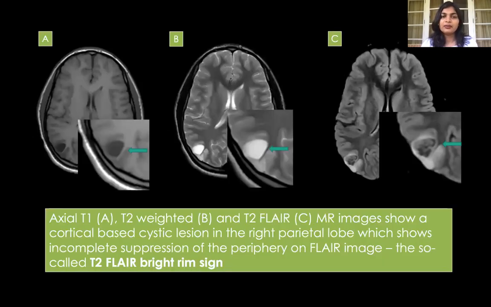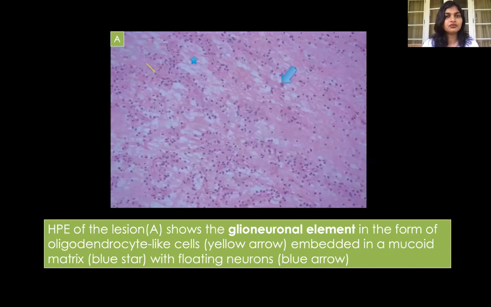Axial T1 weighted image. Here, this is showing a hypointense lesion in the right parietal region, which shows a hyperintense signal in T2. And here is a FLAIR image typically showing the bright rim sign. So this is a histological picture. It shows the glioneuronal element in the form of oligodendrocyte-like cells, which is embedded in a mucoid matrix with floating neurons.